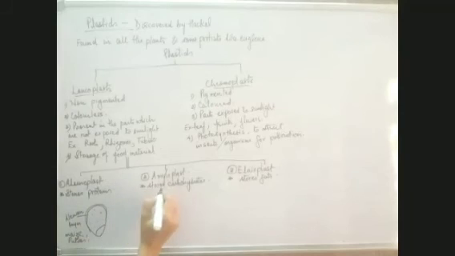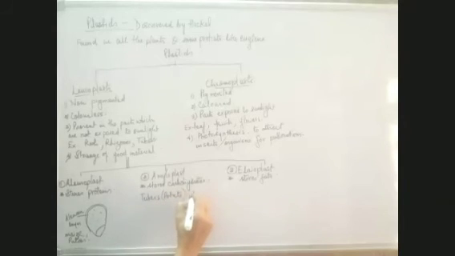Then amyloplast is there, which stores carbohydrate. This is present in tubers, the potato tubers. Tubers are of course of potatoes. These are also present in rice and also present in wheat.